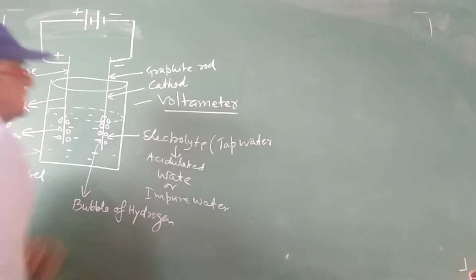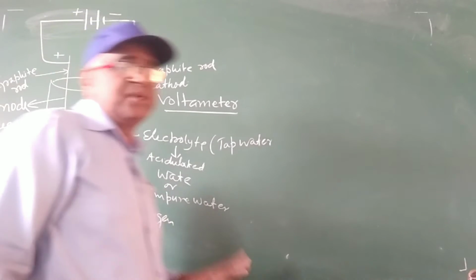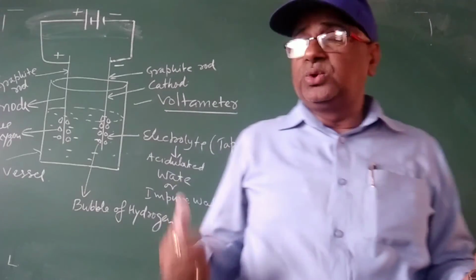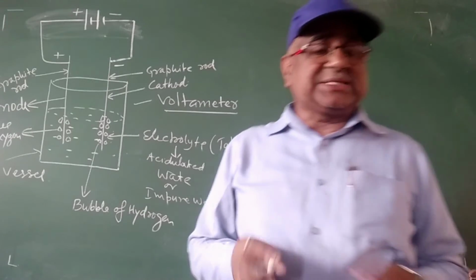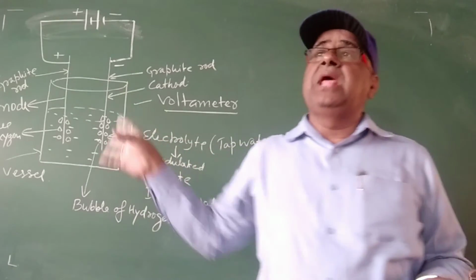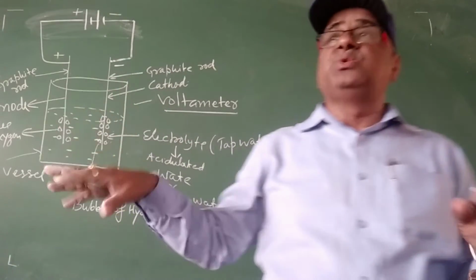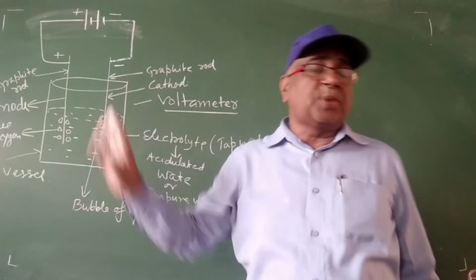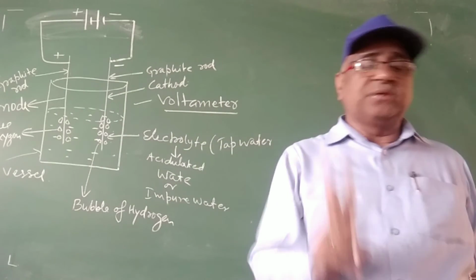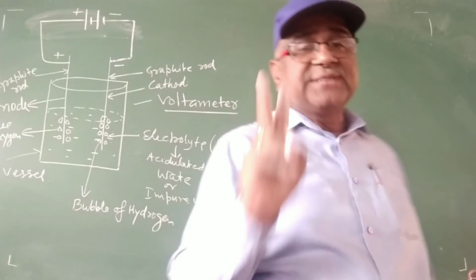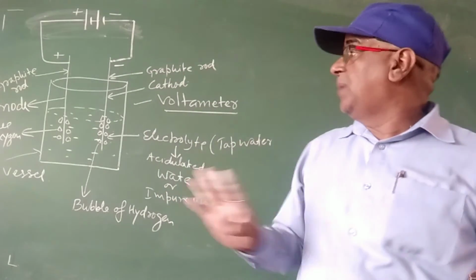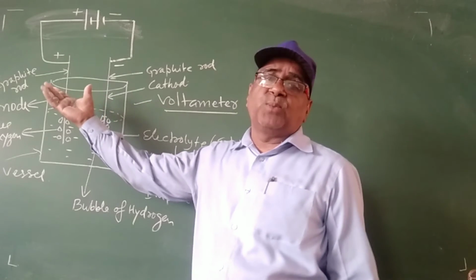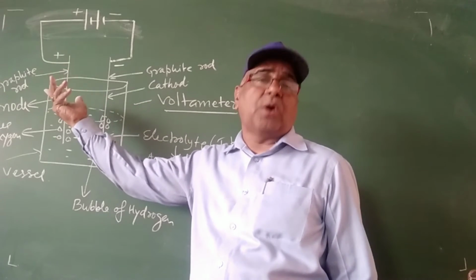Hydrogen is collected at the negative place. You have to note that the chemical reaction taking place in ionic solution depends upon two things. Number one, nature of electrodes. We have taken here both the electrodes as a graphite rod.